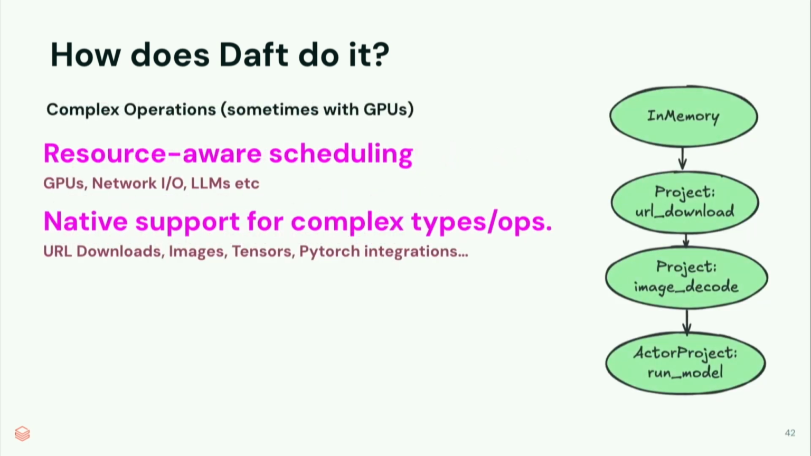And lastly, I didn't show this, but Daft has a really good resource-aware scheduling concept. You can tell Daft, I want to run this operation, but I need a GPU to run it, and Daft will find the GPU for you. It will throw you an error if your GPU doesn't exist. But if you tell it, I need one GPU to run this thing, it will schedule your work with that in mind.